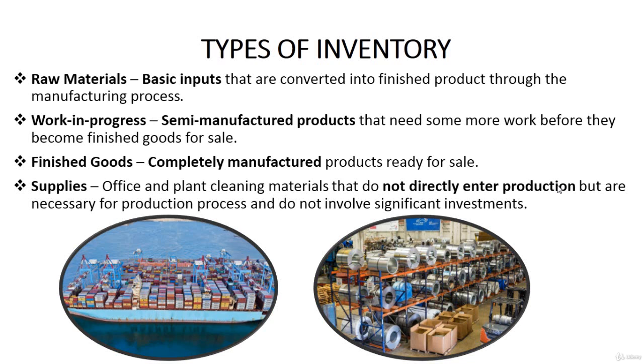Then the third one is finished goods. Finished goods mean completely manufactured product. It is ready for sale. It means the t-shirt is the finished good for the garment factory. The fourth one is supplies. Supplies are not directly connected with the production, but are necessary for the production, such as tables, chairs and the manufacturing helping tools. These are called supplies.